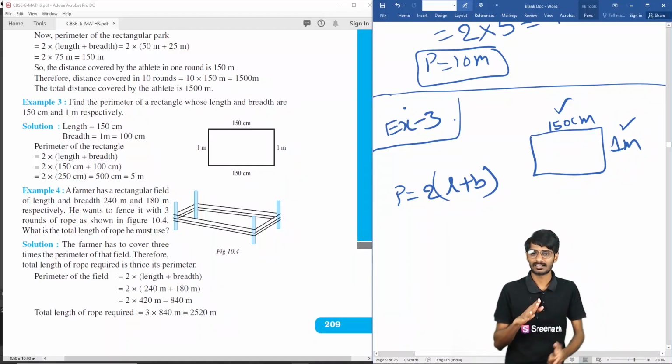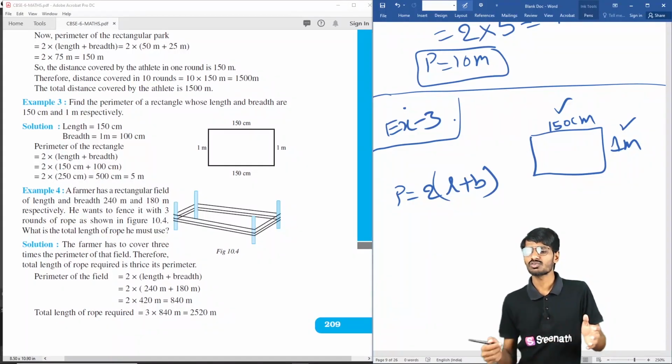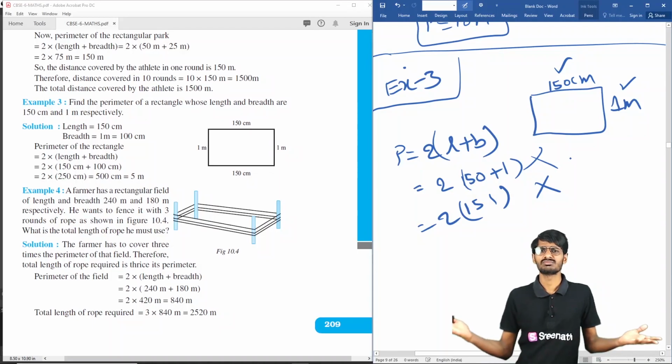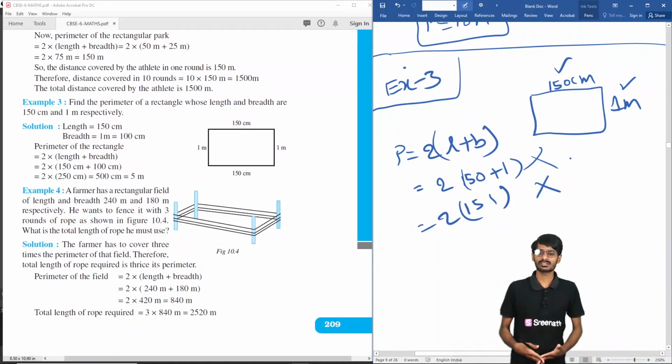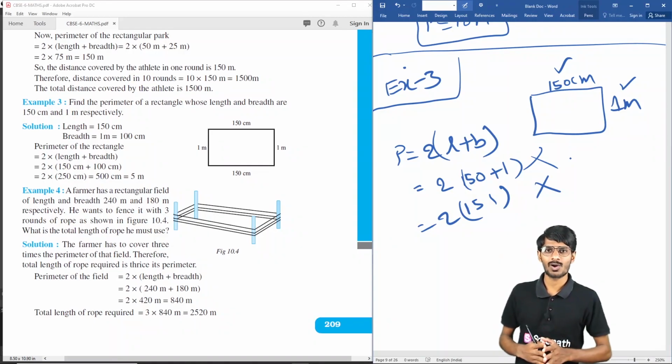They want you to get confused here. Normally, how you will do is, you will place 2 here and L is 150 here, and you place 1 here and you will get 151, 2 into 151, like that. But it is wrong. But why? Sir, why is it wrong, sir? You only told that process, sir. Why is that process wrong?